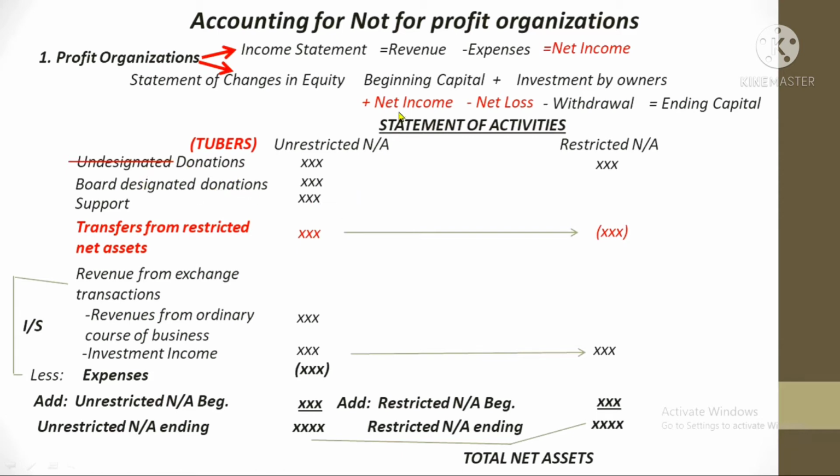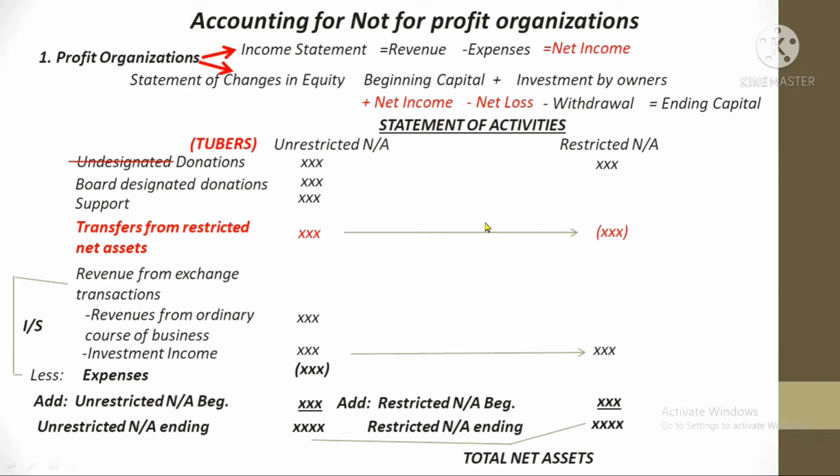And here, in the statement of changes in equity, we have the net income or the net loss. And if we're talking about the statement of activities, again, we have this whole section here. And lastly, we have withdrawals here in the statement of changes in equity for profit organizations. Well, on the NPOs, we have no counterpart for that one. So, at this point, we can say that the statement of activities is somewhat similar to the income statement and the statement of changes in equity of profit organizations combined, except of course for investments and withdrawals of owners. So, that's the statement of activities for you.